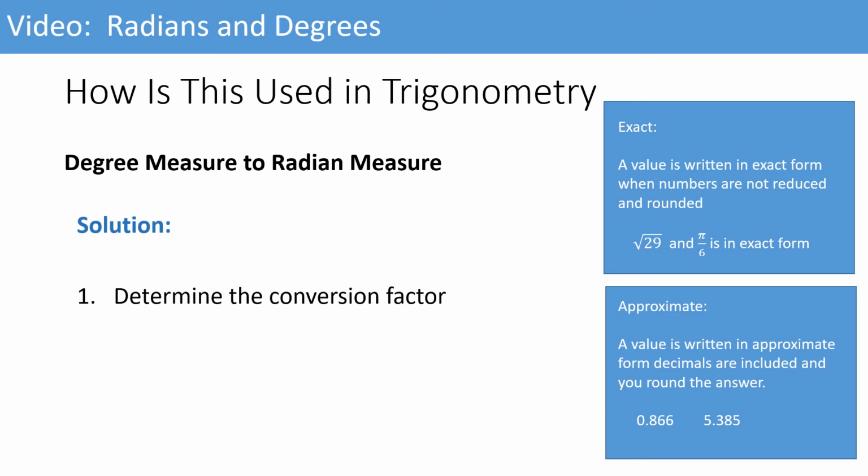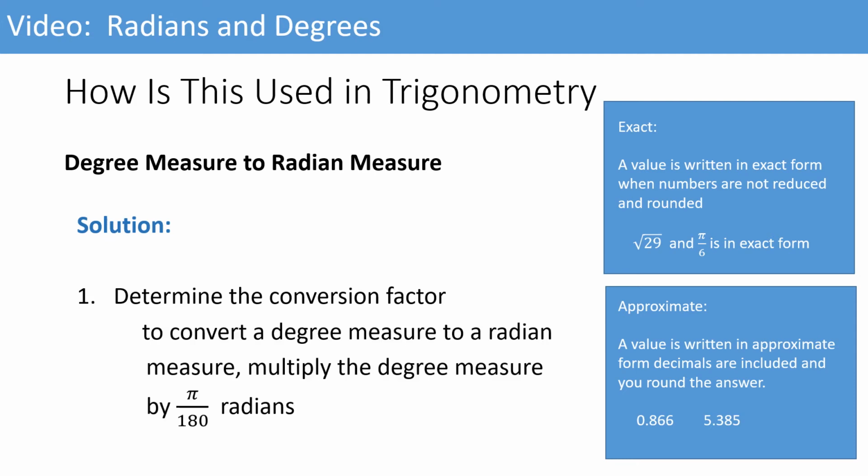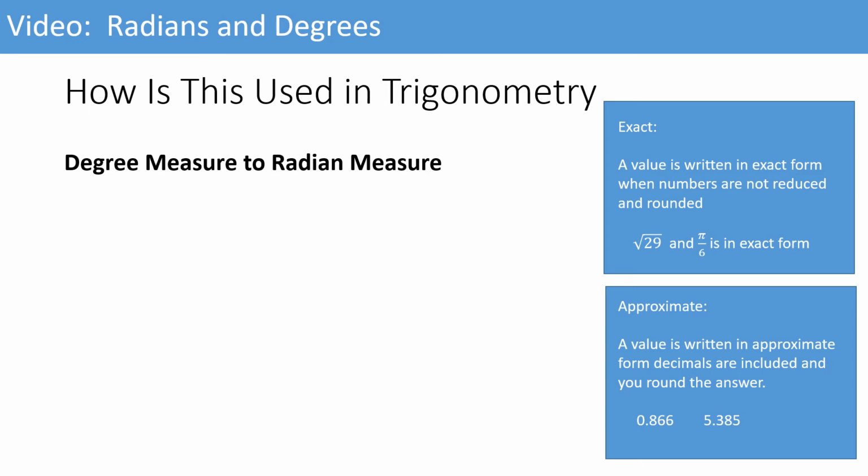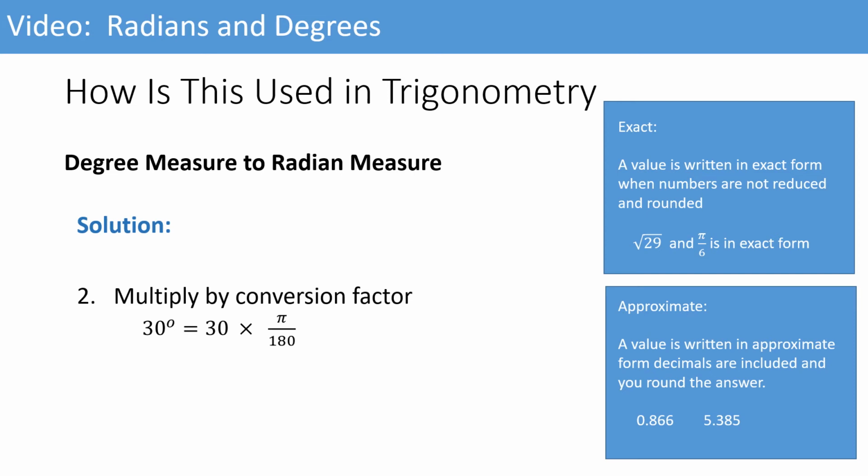First of all, to do the conversion, determine the conversion factor, and I've already provided you with these two factors. To convert a degree measure to a radian measure, multiply the degree measure by pi over 180 radians. Multiply by the conversion factor.